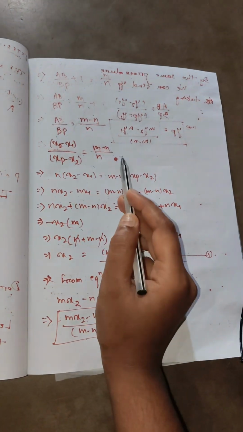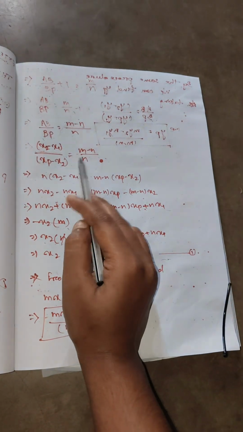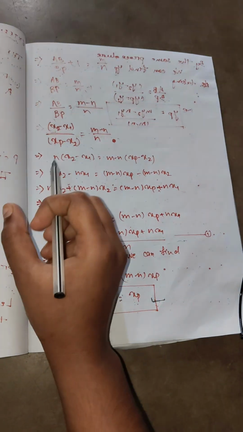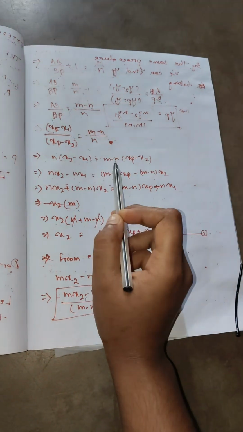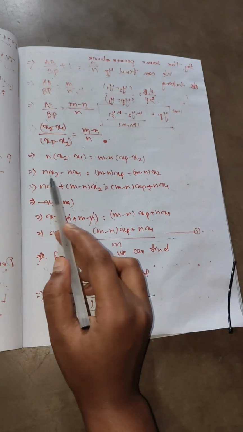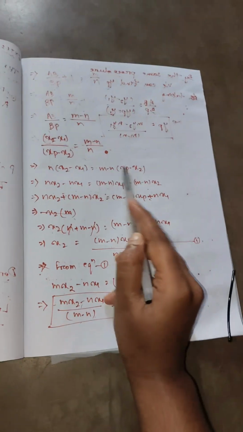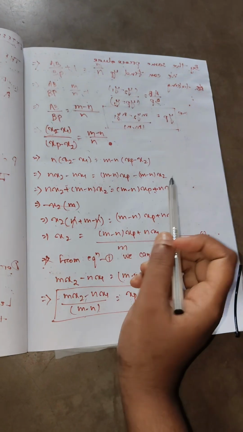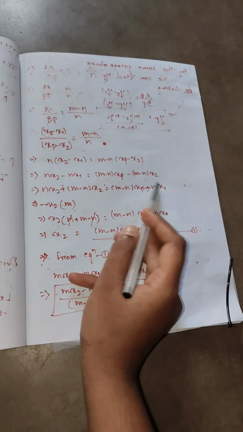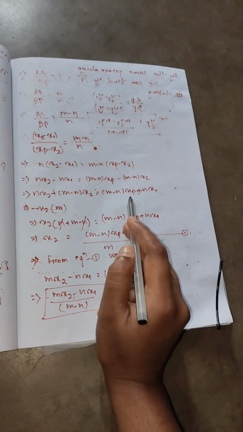Now by cross multiplication we can get n multiplied by (x2 minus x1) is equal to (m minus n) multiplied by (xp minus x2). By multiplying n into each term of (x2 minus x1) and (m minus n) into each term of (xp minus x2), I can get nx2 minus nx1 is equal to (m minus n)xp minus (m minus n)x2. By taking all the x2 terms to one side, I can get nx2 plus (m minus n)x2 is equal to (m minus n)xp plus nx1.